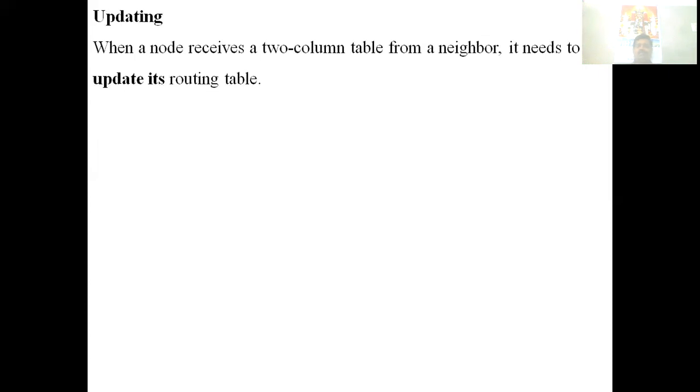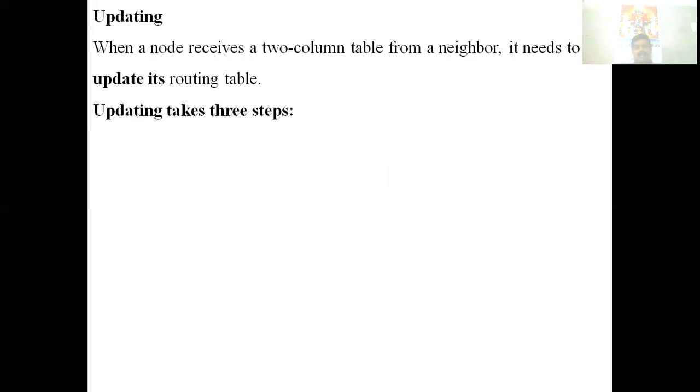The third one is update. When a node receives a two-column table from its neighbor, it needs to update its routing table. Initially, the node will have one table. That table will have information regarding only the nodes directly connected to it, the immediate neighbor information. Now, if that neighbor sends its routing table to the neighboring node, the neighboring node has to update its routing table.